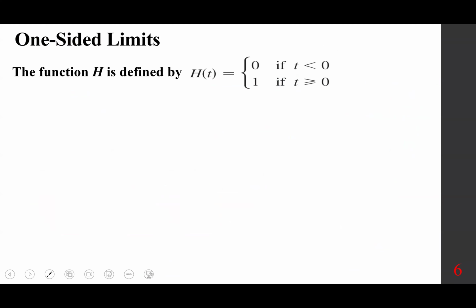One-sided limit. The function h is defined by h of t equals 0 when t is less than 0, and 1 when t is larger than or equal to 0. This is a piecewise defined function.